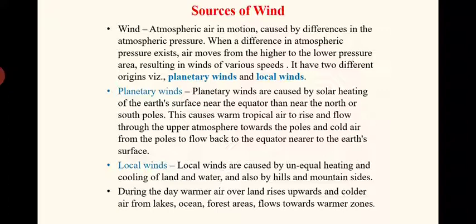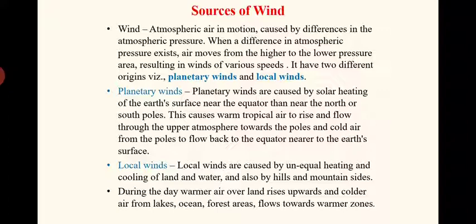Okay, when a difference in atmospheric pressure exists, air moves from the higher to the lower pressure area, resulting in winds of various speeds. See, how much pressure difference is there, correspondingly we will have more velocity of wind. Okay, it has two different origins: planetary winds as well as local winds. Those are the two different types of wind we can say.